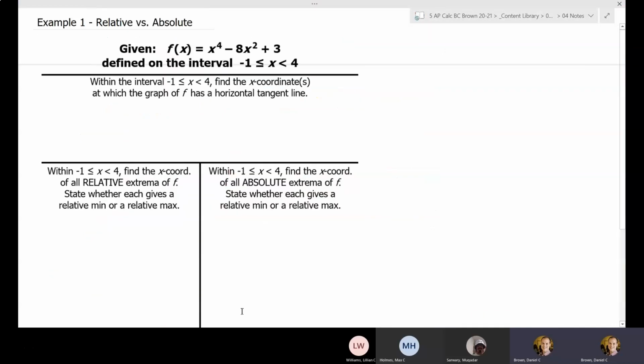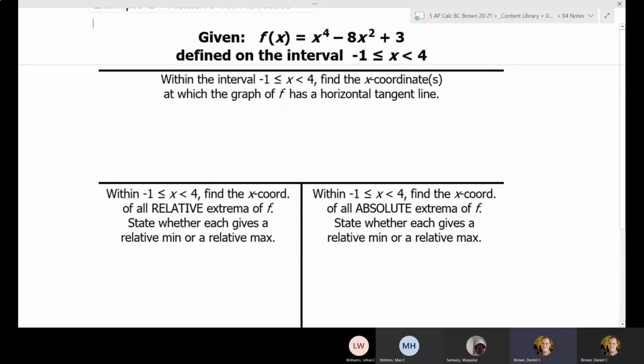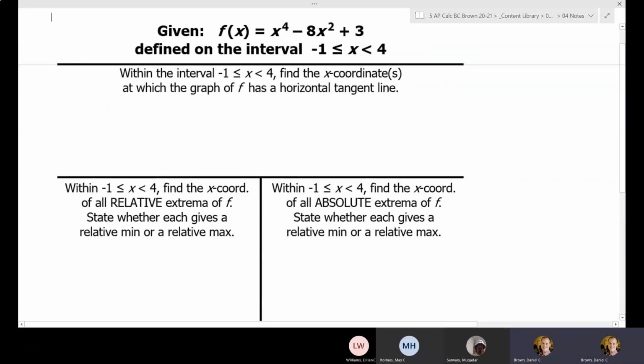So for the first example that I want us to look at is relative extrema. I have this example, and we're going to do this problem twice. We're going to first find relative extrema, which is going to be review, and then in that second column, we're going to go back and find the absolute extrema, which will be new for you.